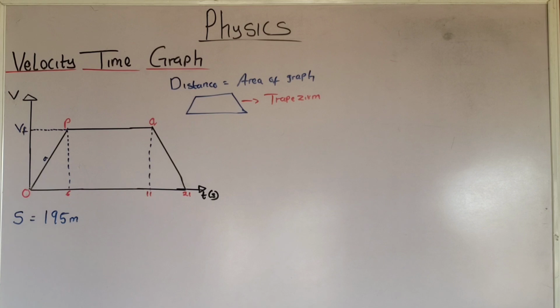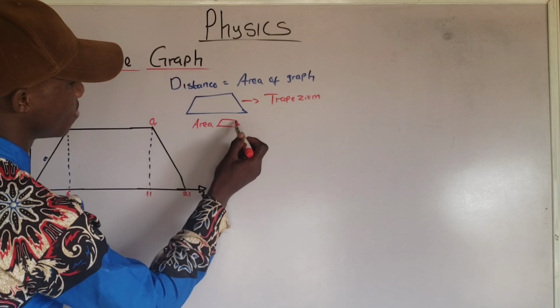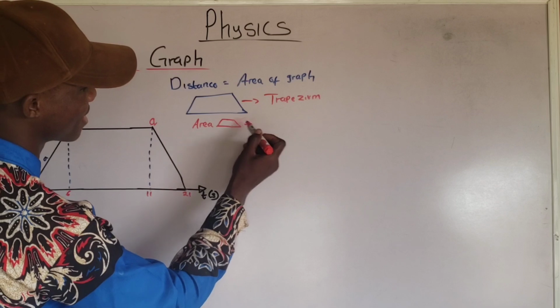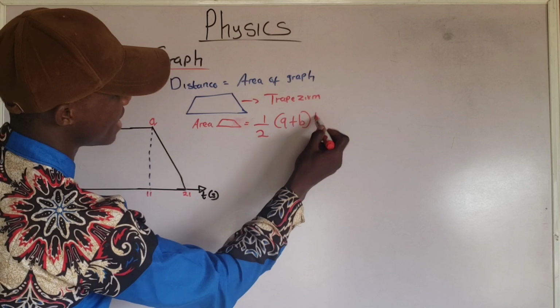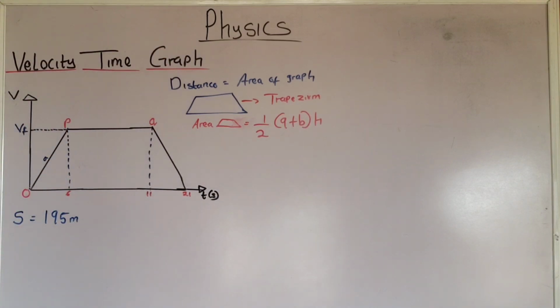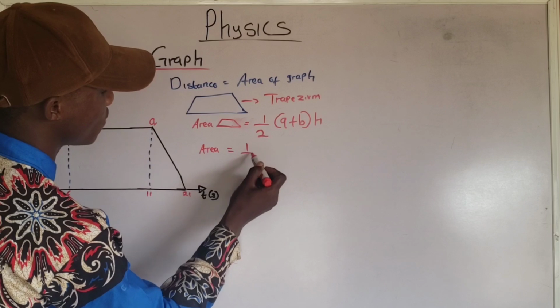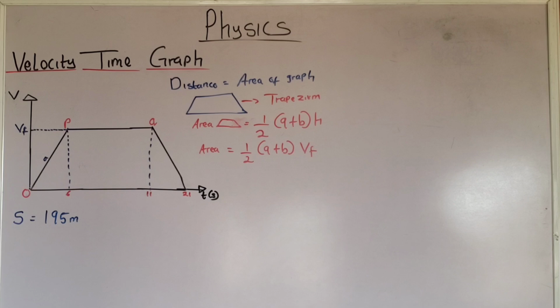Now, what is the area of a trapezium? Area of a trapezium is equal to, sorry, I'm not really good at drawing, but I want you to understand. Area of a trapezium is equal to 1 over 2 (a plus b) multiplied by h. And I told you that when you are dealing with velocity time graph, height is the velocity, because the velocity is represented along the y-axis. So here I'm going to have the area equal to 1 over 2 multiplied by (a plus b) multiplied by Vf, where Vf is the final velocity that we need.